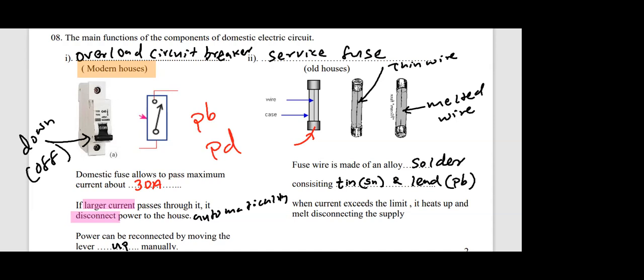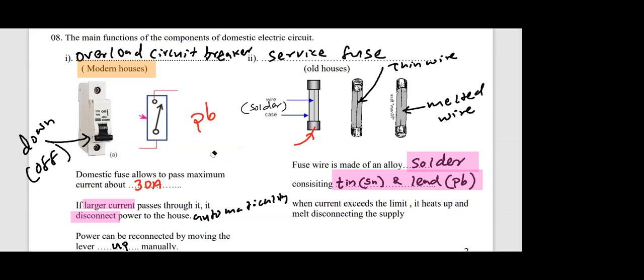It is an alloy. Can you remember the grade 11 mixtures lesson? What type of mixture is this? Solid, homogeneous. In welding shops they use soldering of metals. For welding metals they use solder because it has a low melting point. Since it has a low melting point, this wire is made of lead solder. This wire has a low melting point. When current exceeds the maximum value, it will melt and disconnect the supply.